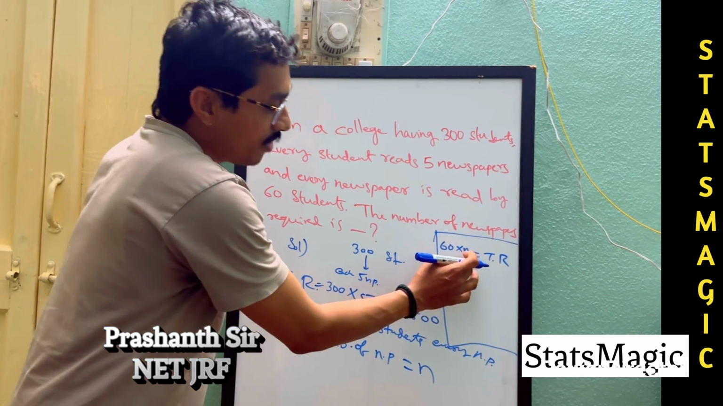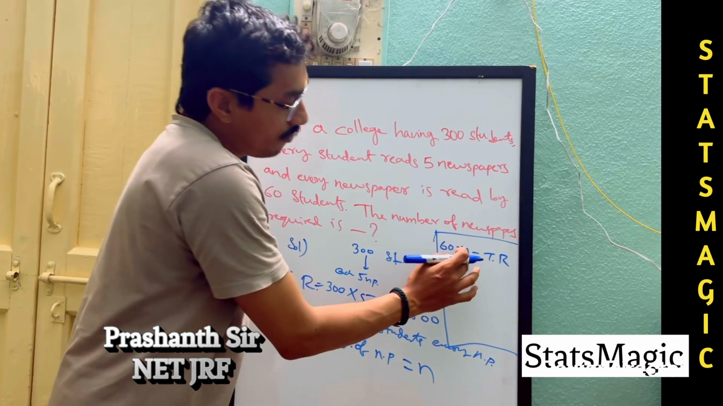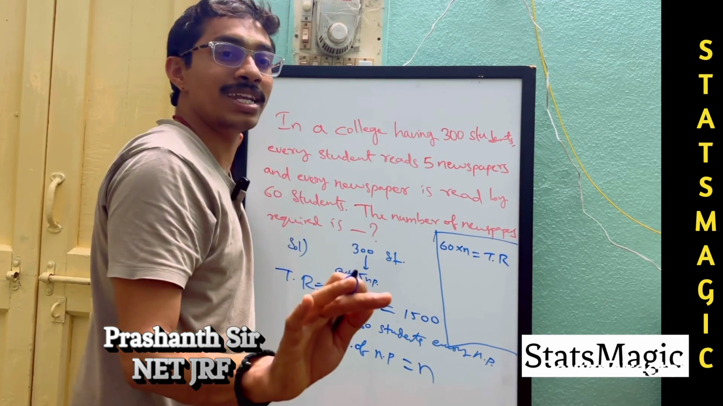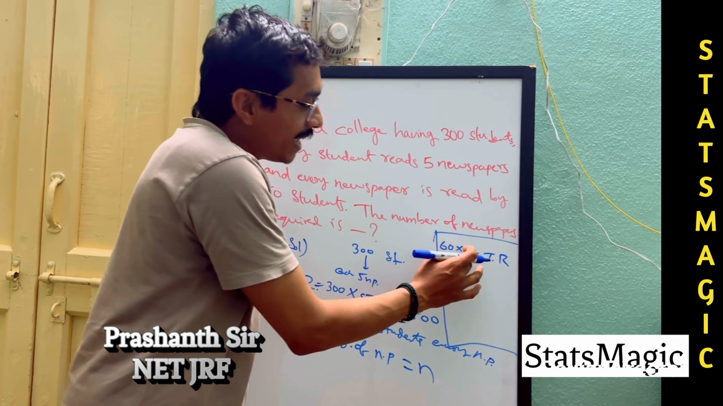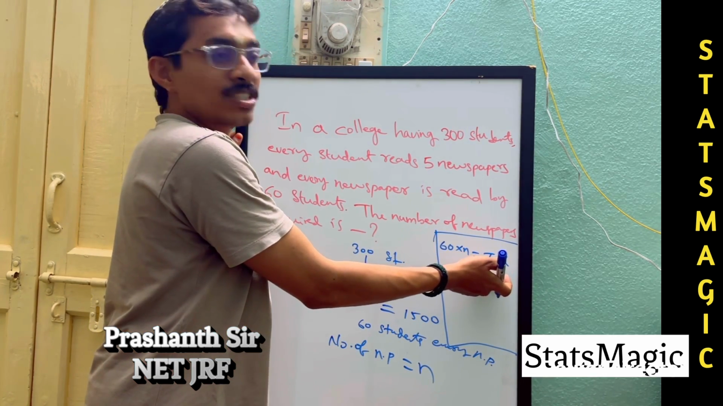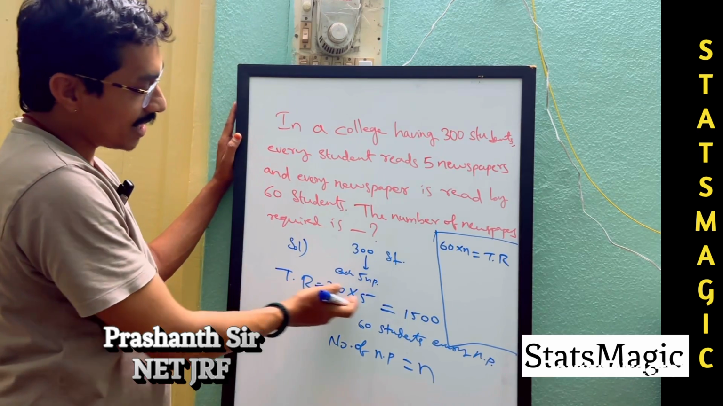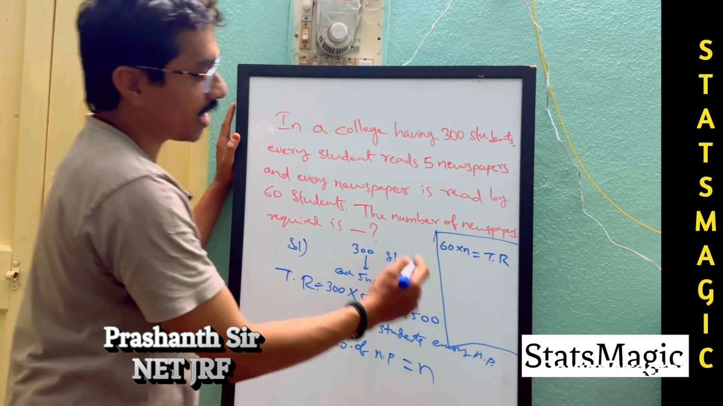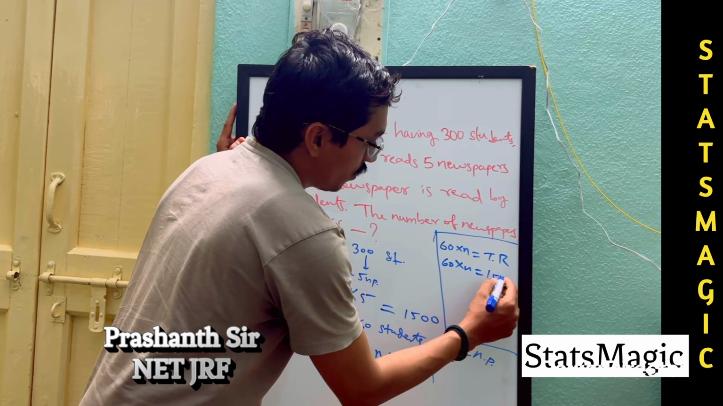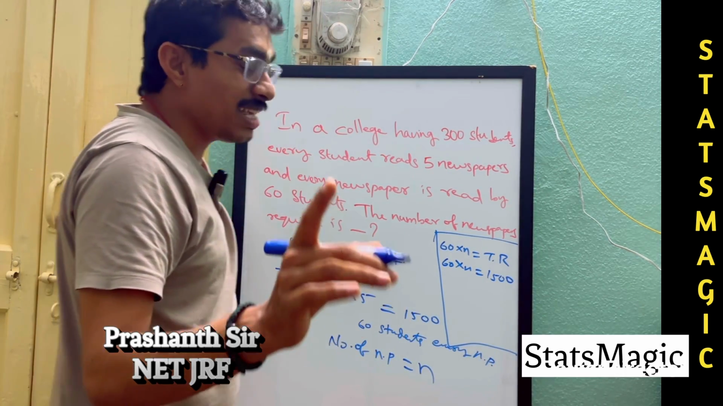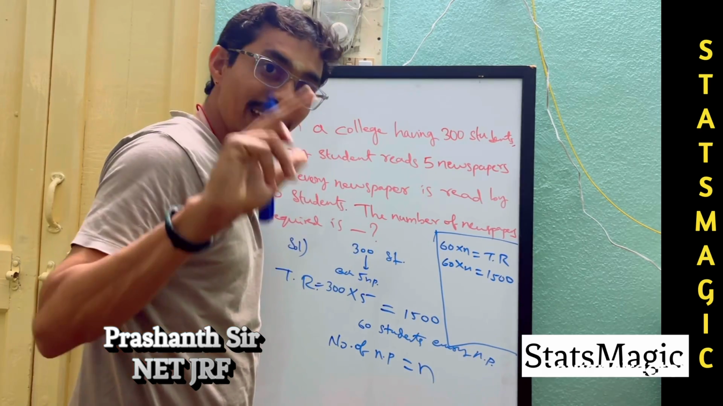Listen carefully: every newspaper is read by 60 students. That means n into 60 will become the total readings, obviously. But we already have the total readings, 300 into 5, 1500. So 60 into n is equal to 1500. Please listen to this till the end, and I will tell one logic.